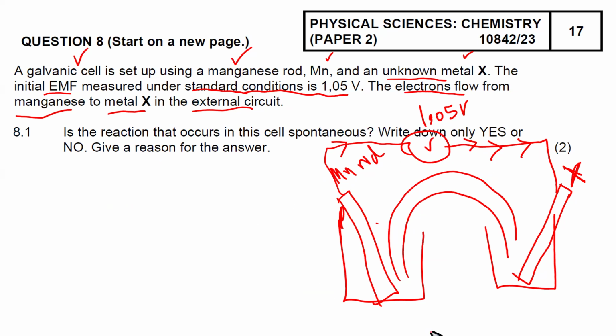The question we're asking is, is this reaction that occurs in this cell spontaneous? Grade 11s, you learn spontaneous reactions. Is it spontaneous or not? Grade 11s and matrics, we need to answer that question in question 8.